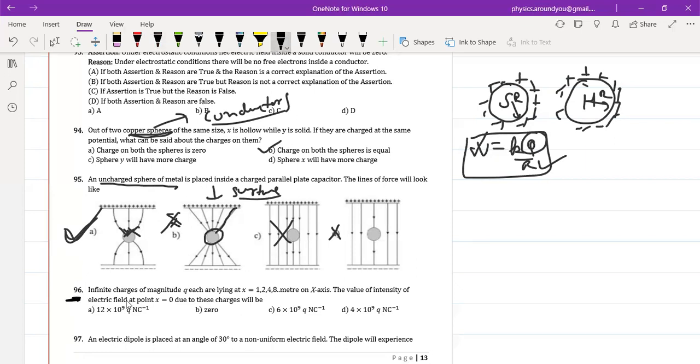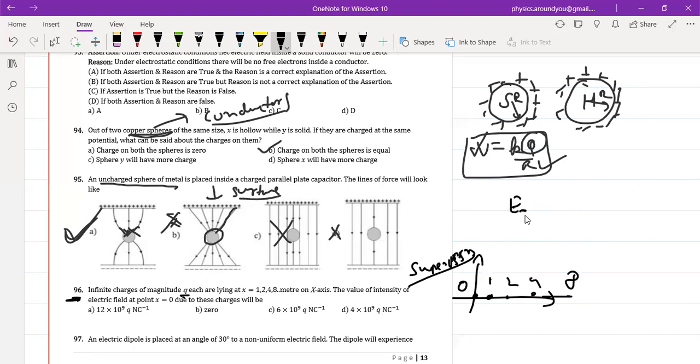Now 96. Right. In 96, there are a lot of charges, it seems. Origin over here, at 1, at 2, at 4, at 8. There are charges of magnitude Q. What is the intensity at O? Again, the superposition principle comes to the rescue. The trigger word is superposition whenever there are multiple charges. So what to do? We add the field due to the individual charges.